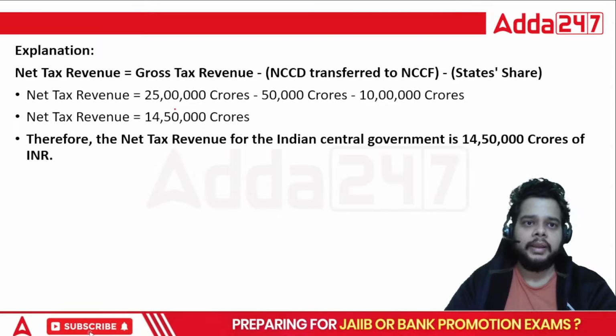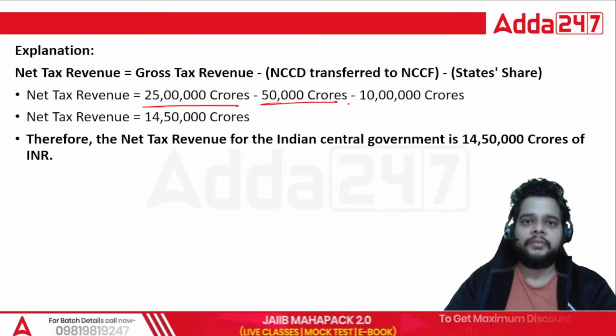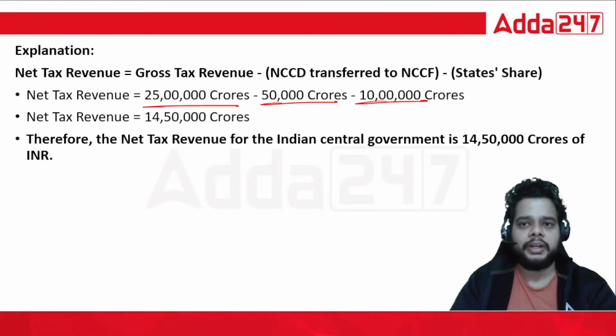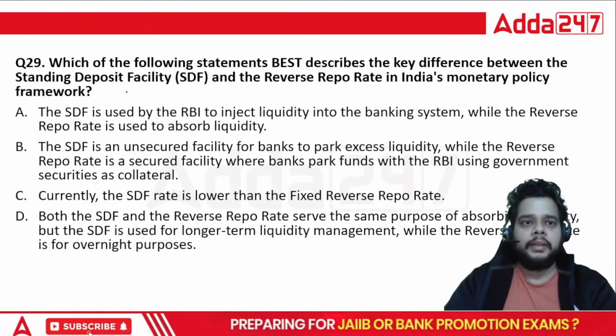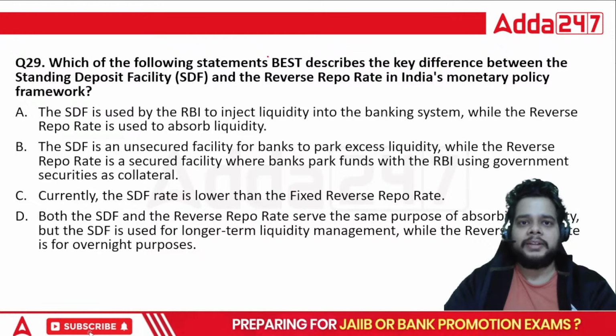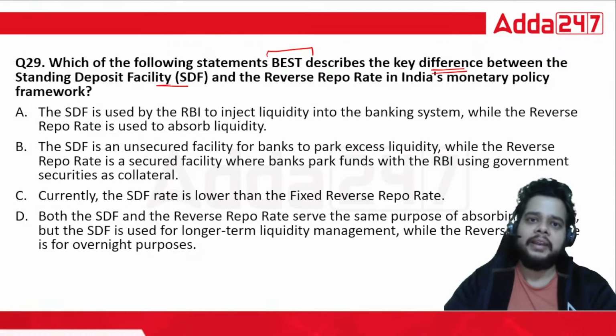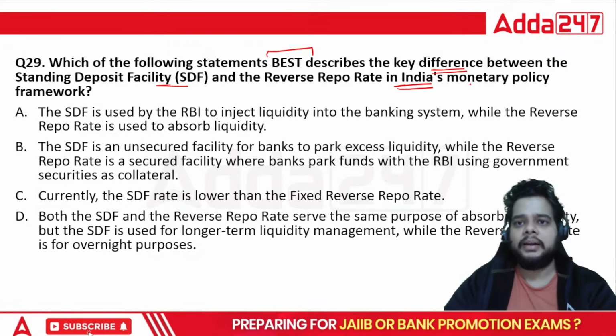Okay, simply 25 lakh crore minus 50,000 crore minus 10 lakh crore. Answer will be 14 lakh 50,000 crore. Then we have: which of the following statements best describes the key difference between SDF, the standing deposit facility, and the reverse repo rate in India's monetary policy framework?